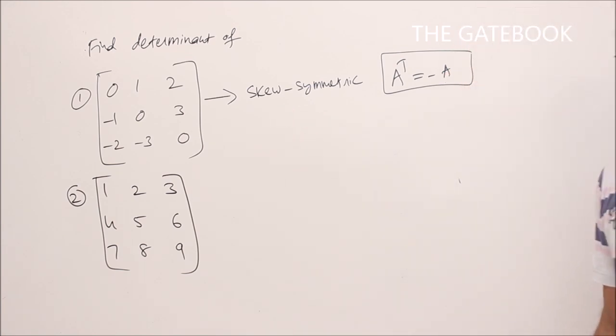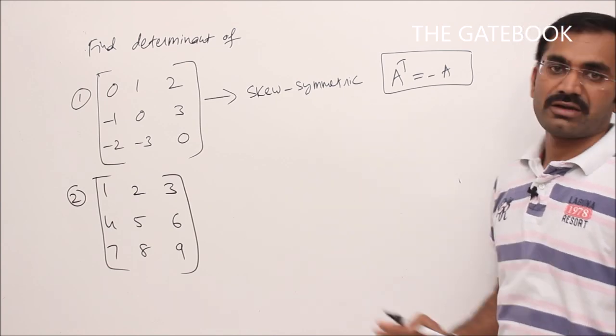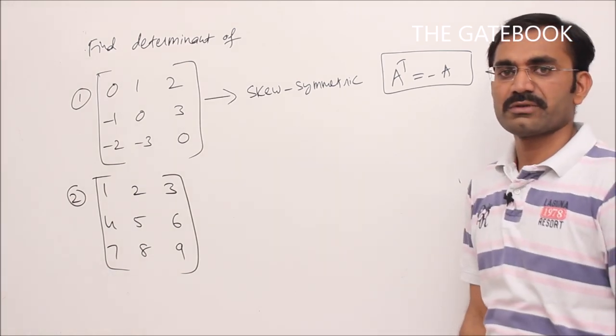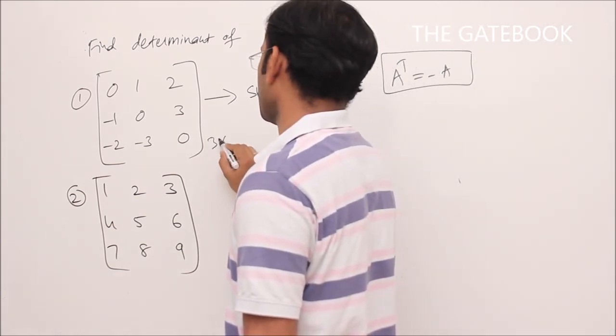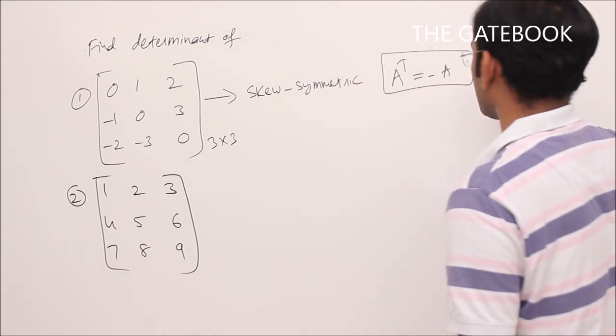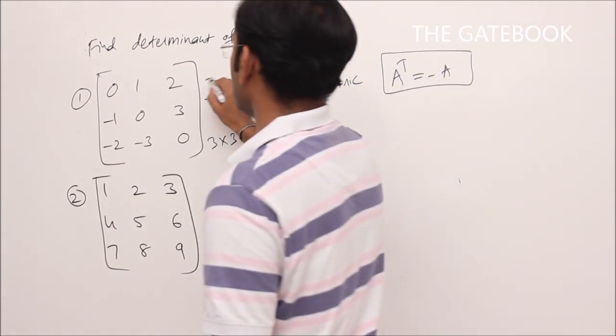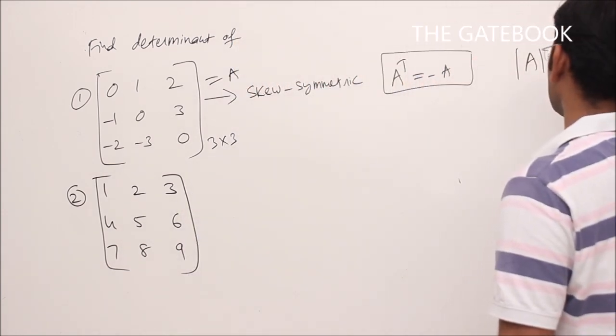We have one special property here. Determinant of a skew symmetric matrix of odd order is always 0. What is the order of this matrix? 3 by 3. So the determinant of that matrix is always 0. Let us say this is the matrix A. Determinant of A is 0.